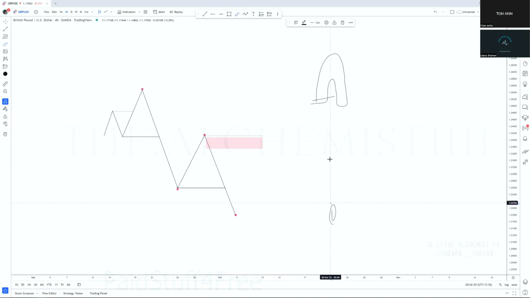What happens? It always draws towards the magnet, right? This is what we know. So we have to always know where the draw on liquidity is. So now in this bit of price action, where is the most amount of liquidity? It's right above that high, right?